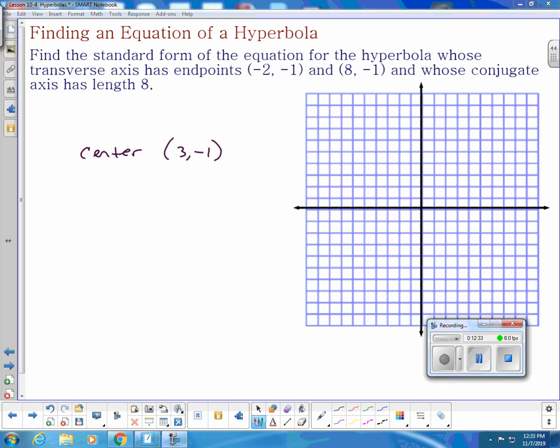Everyone understand this is the midpoint. What number is right in between here? So we would do -2 plus 8 divided by 2. -1 plus -1 is still going to be -1 when you divide by 2. Okay?